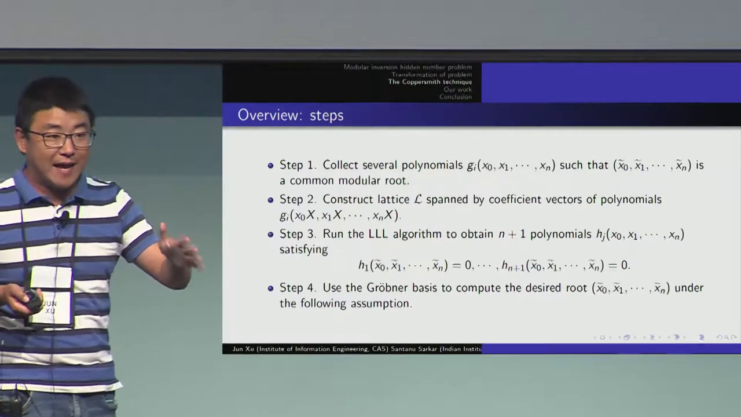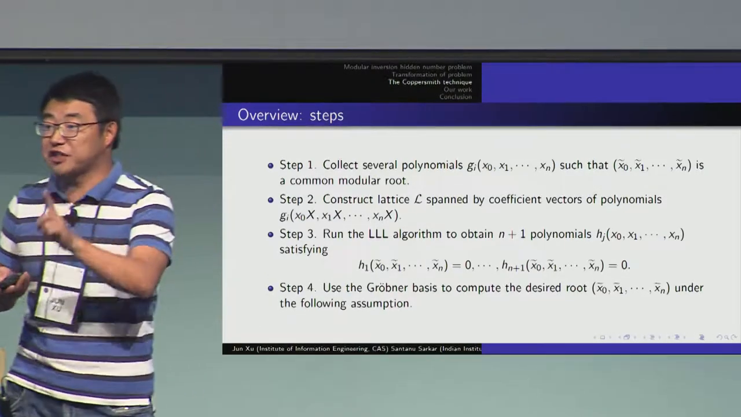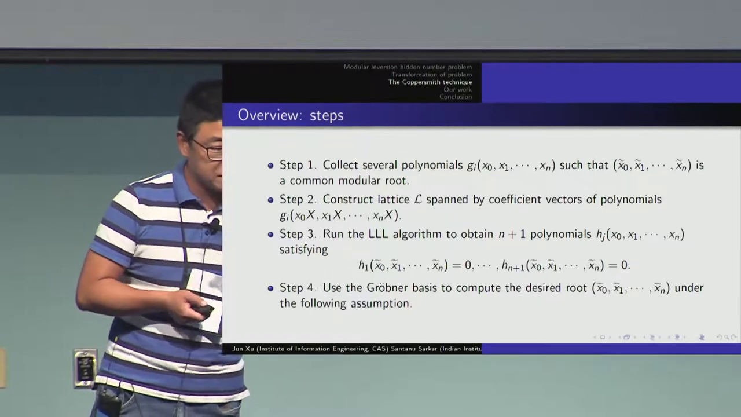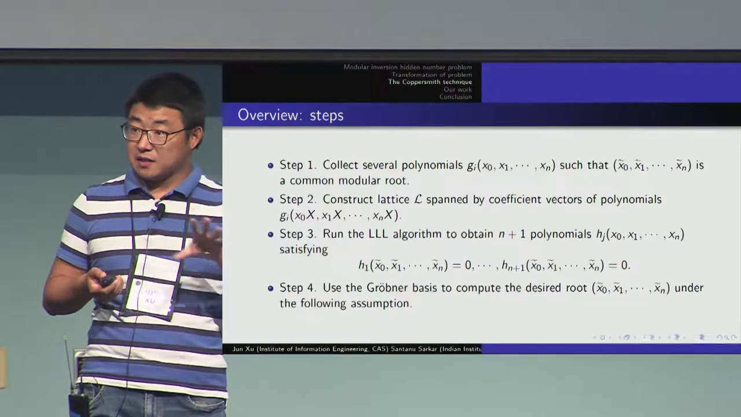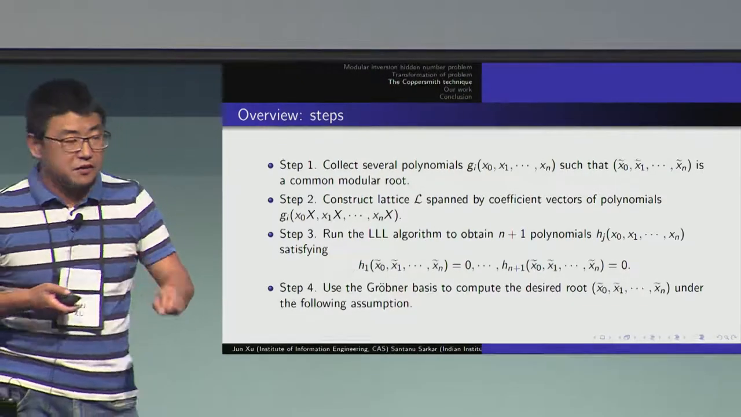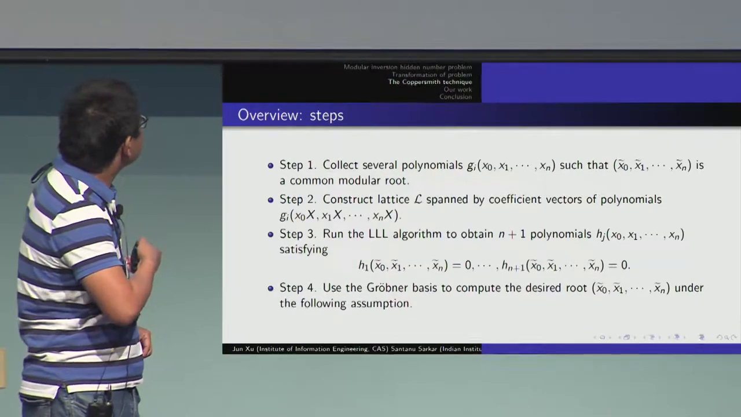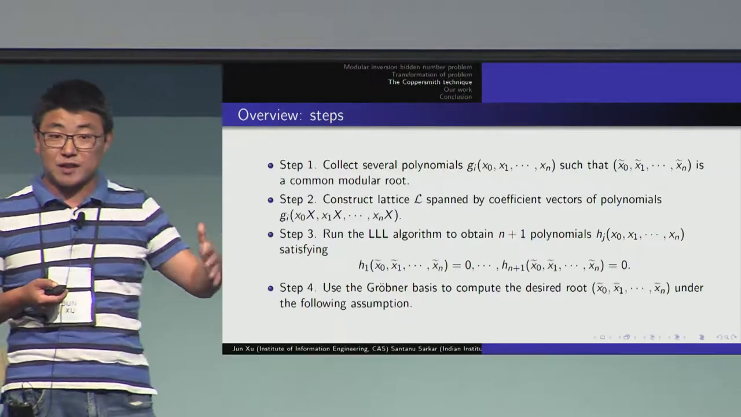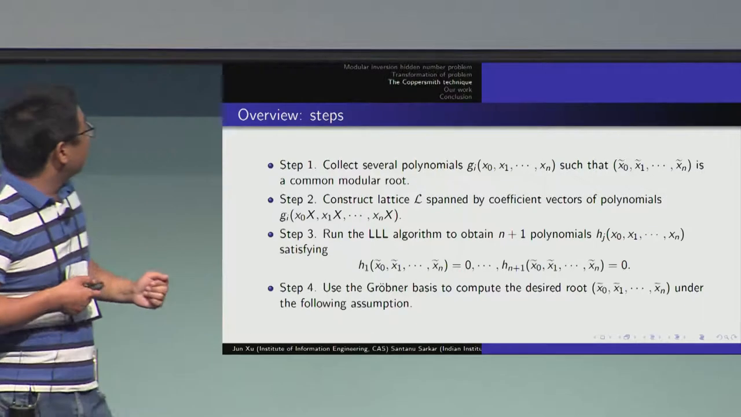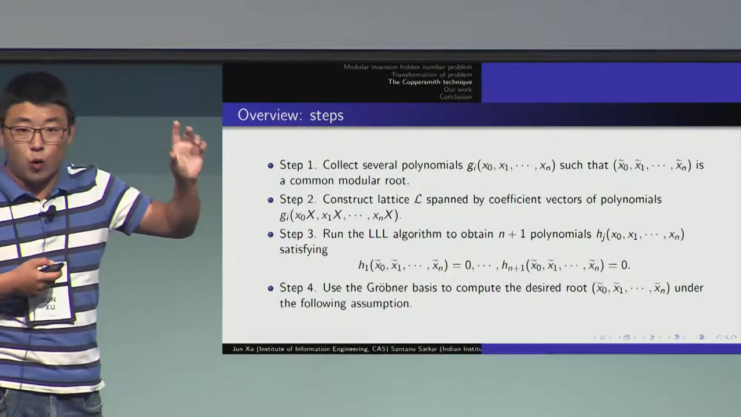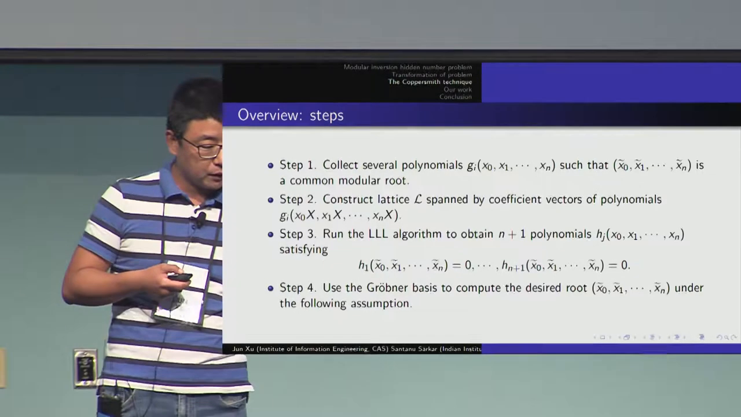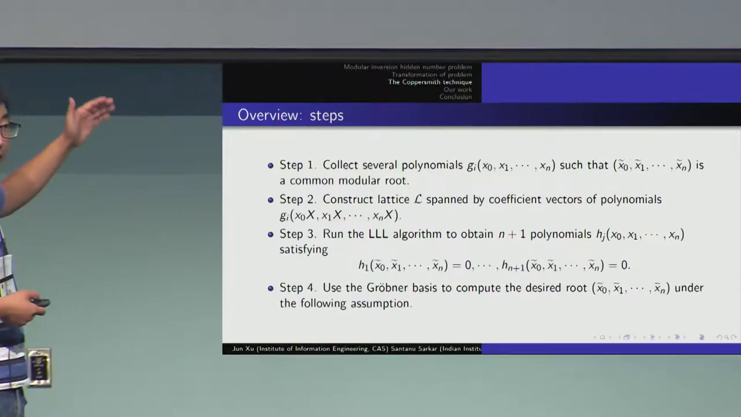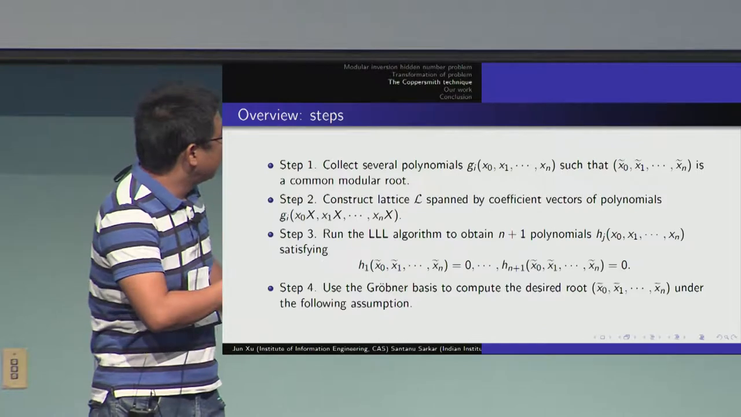The first one, we collect several polynomials such that the desired root is a common modular root. This is step one. Step two, we construct the lattice L. L is dependent on the coefficient vectors of the polynomials and this bound X. Step three, we use a lattice reduction algorithm such as LLL in order to obtain n plus one polynomials such that the desired root is the common root over the integers. The last step, we use the Groebner basis to compute the desired root.